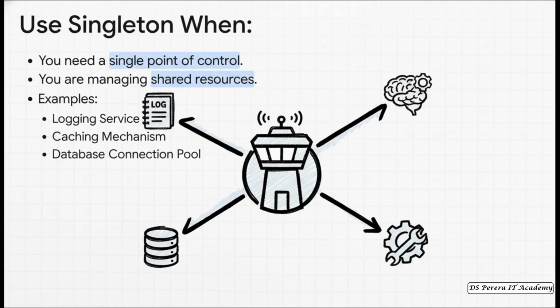The same logic applies to a caching mechanism. A cache stores frequently used data to speed up your app. Well, you need one central, shared cache to make sure the data is consistent everywhere. A singleton is perfect for managing that.